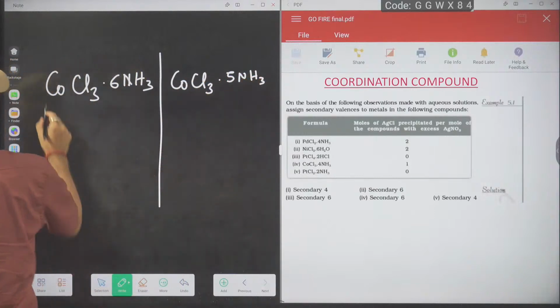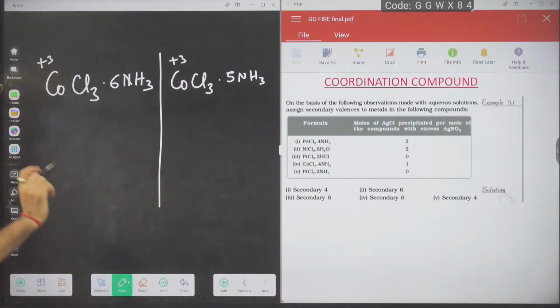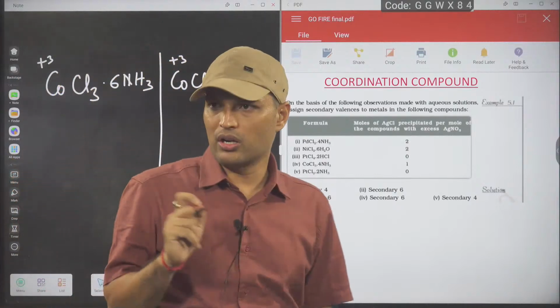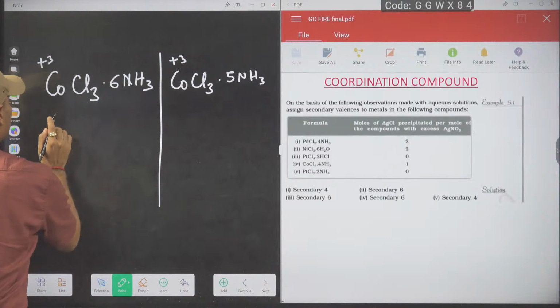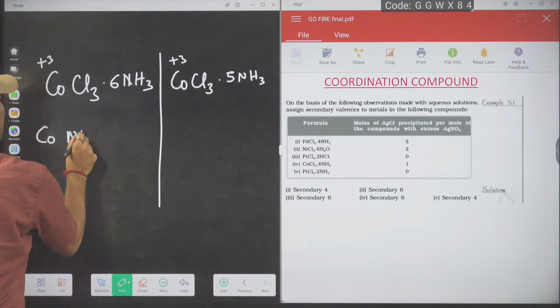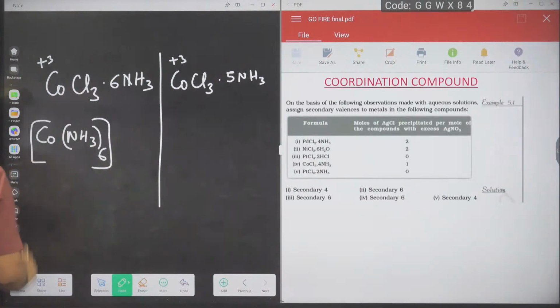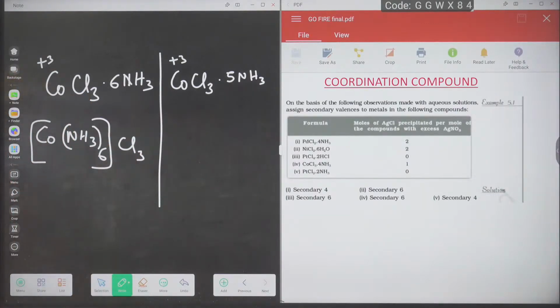So first of all, you'll have to see this: cobalt plus 3. Cobalt plus 3 means the coordination number is 6. So first you take 6 things inside, first the neutral part inside. 6 done, coordination number 6. What is left? Cl3.